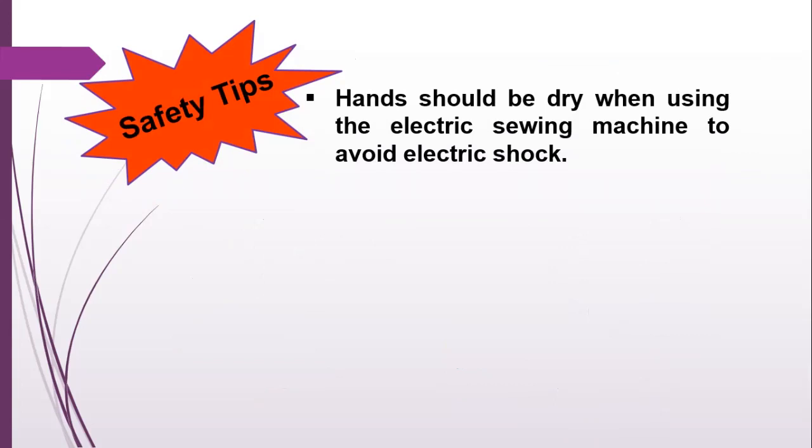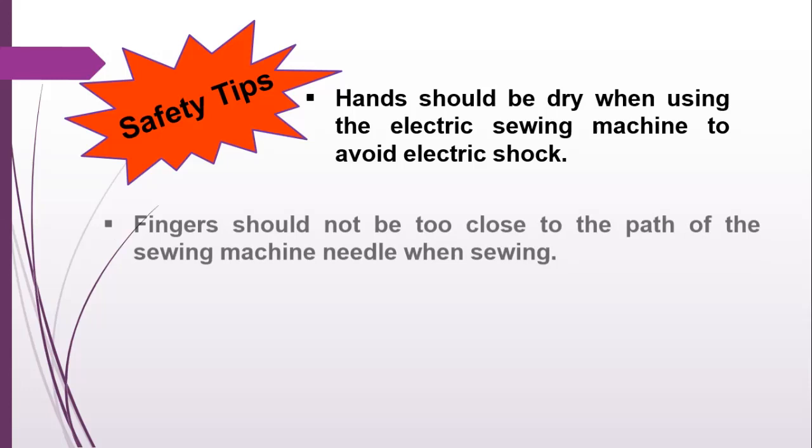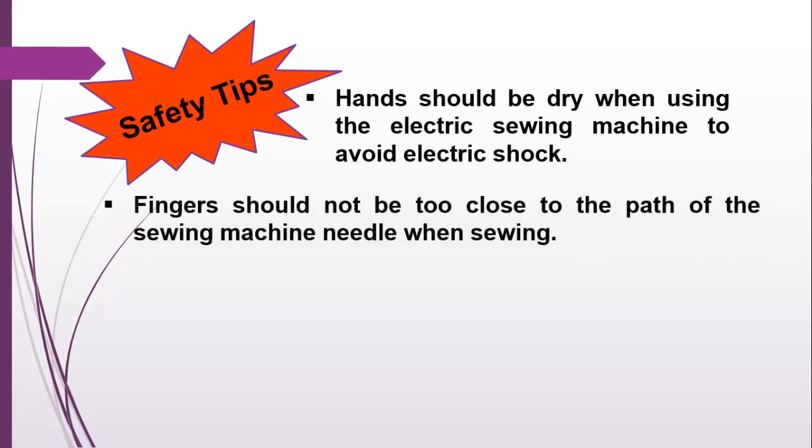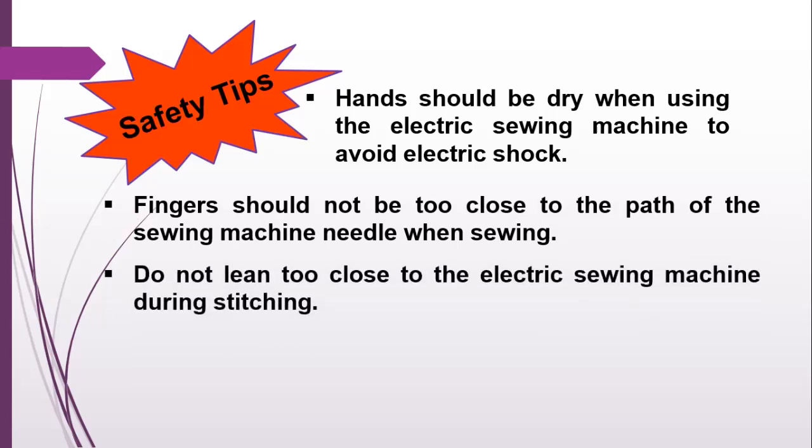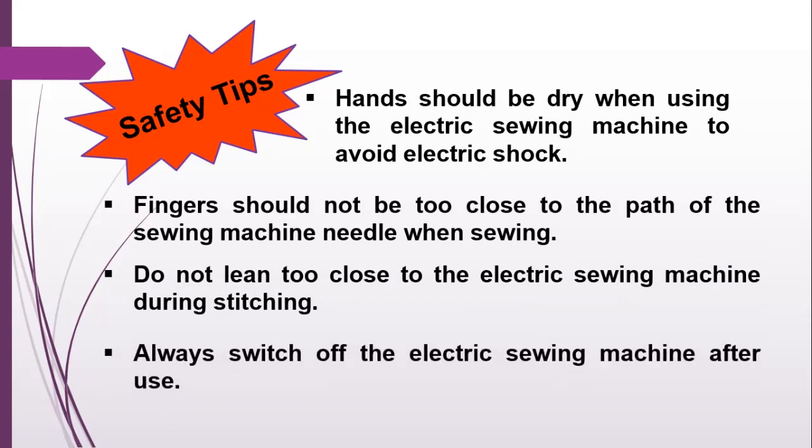While using an electric sewing machine, you need to remember some safety tips. They are: hands should be dry when using the electric sewing machine to avoid electric shock. Fingers should not be too close to the path of the sewing machine needle when sewing. Do not lean too close to the electric sewing machine during stitching. Always switch off the electric sewing machine after use.